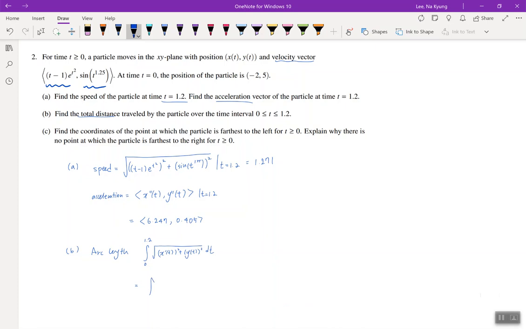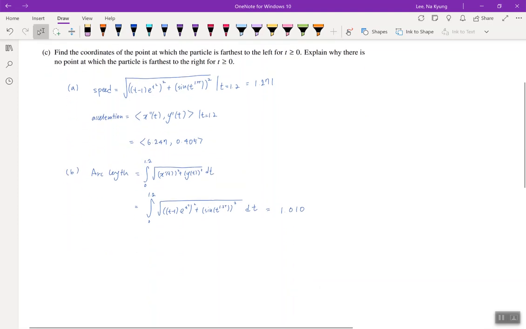This is simply the integral from 0 to 1.2 of the square root of the given x prime of t squared plus y prime of t squared, dt. So that comes out to be 1.010. So that's our arc length, which is the distance. So let's move on to C.